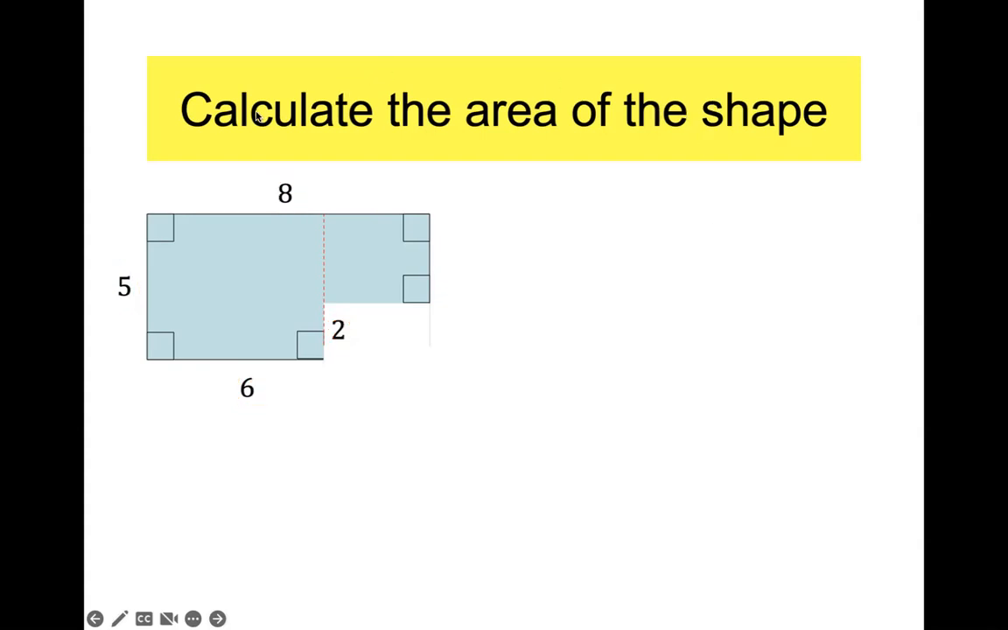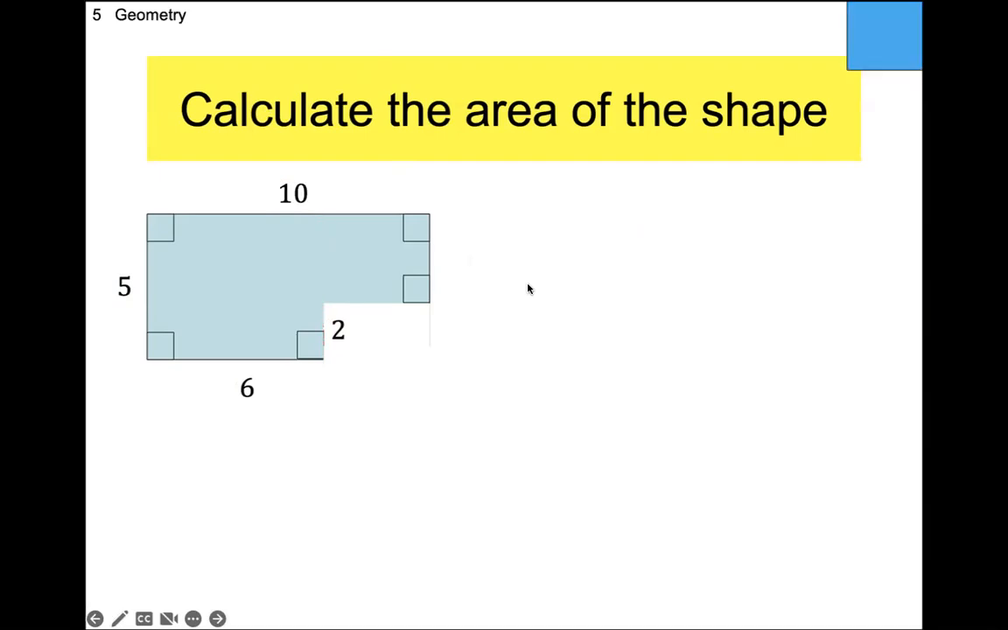Now, some smarty pants out there can probably figure out a third and final way of doing this. And that is, well, imagine that white space there wasn't there. We would have a larger rectangle. So if I extended that line and that line, we would have a larger rectangle. And I can calculate the area of that larger rectangle. In fact, it's pretty easily done.